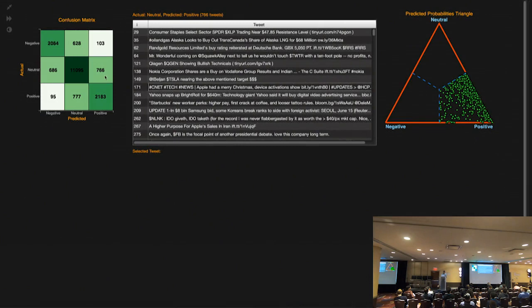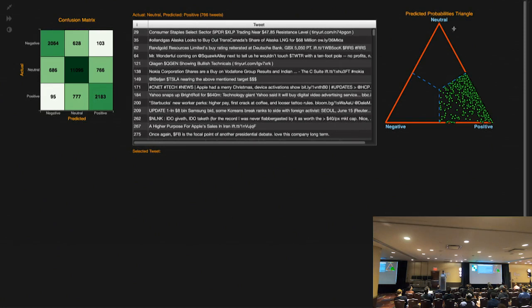So let me click on this cell here, where the model's predictions are all positive, but all the tweets are tagged as neutral, and that is where some subjectivity can come into play. What makes a tweet negative versus neutral or positive versus neutral? There is some subjectivity involved here, and that is where human readers can make some mistakes.